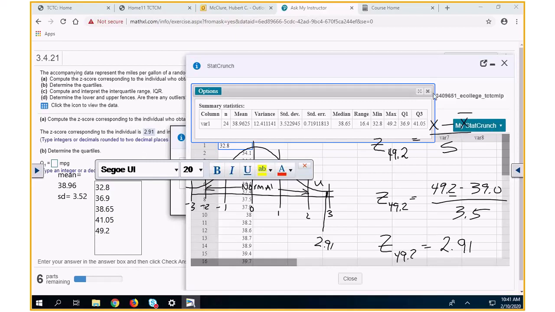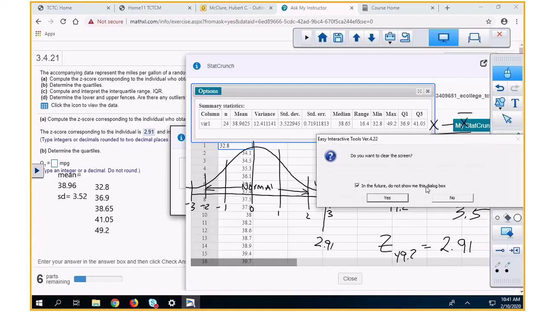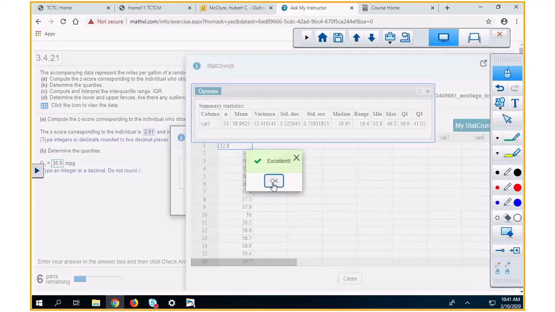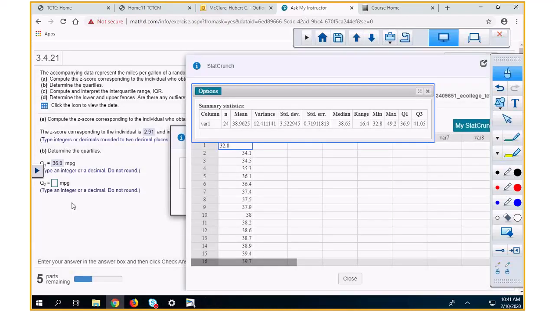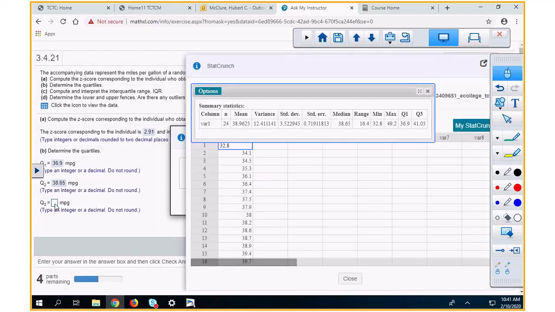So now I go back to my handy dandy. Hold on a minute. I just deleted it. Let me see if I can do it. Maybe it won't. Let's go with 36.9. Q2 is the median, which is 38.65. And the third quartile is 41.05.